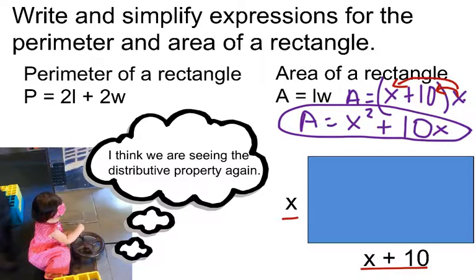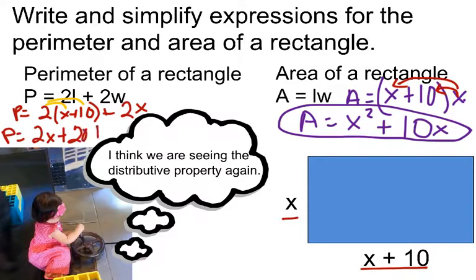Now looking at the perimeter. Well, again, I can plug in what I know. Perimeter equals 2 times x plus 10 plus 2 times x. Again, I need to use the distributive property to redistribute. P equals 2x plus 20 plus 2x.